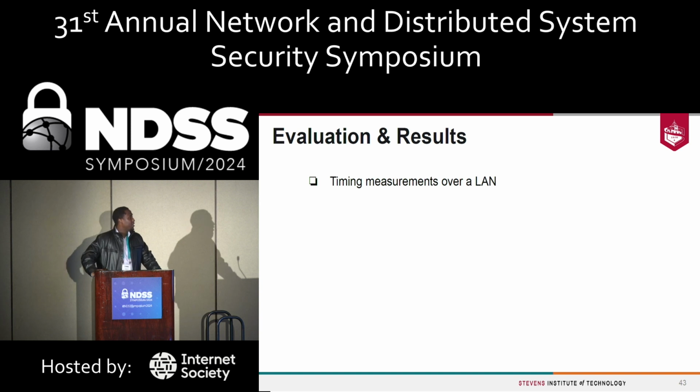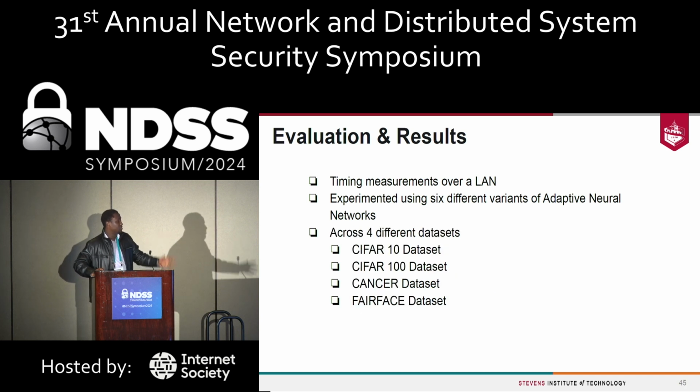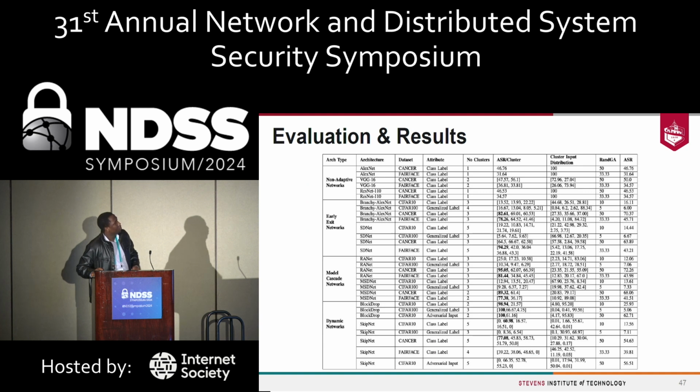For our experiment, we perform timing measurements over a local area network, and then we train 6 different adaptive neural networks, 6 different variants, as you can see on the screen. We train these 6 different adaptive neural networks across 4 different data sets. We consider 3 attributes, which are mainly the class label, the generalized class label, and also whether or not an input is adversarial. You can find our complete result in our paper.